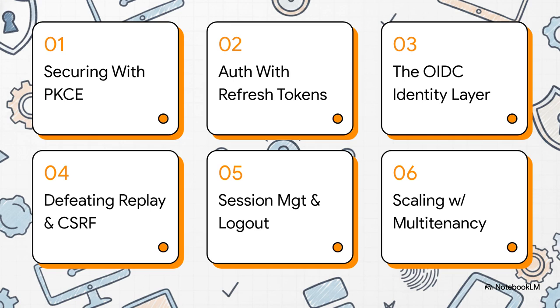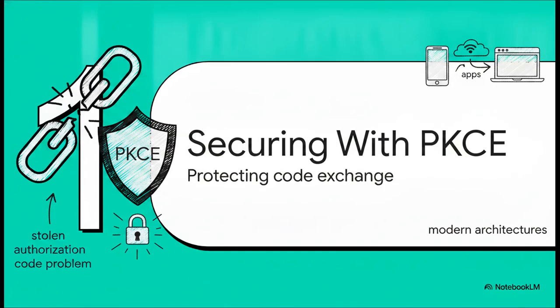First, securing flows with PKCE. Second, simplifying auth with refresh tokens. Third, adding the OIDC identity layer. Fourth, defeating replay and CSRF attacks. Fifth, managing sessions. And finally, scaling the whole thing up with multi-tenancy. Okay, Section 1. Let's look at securing flows with PKCE.